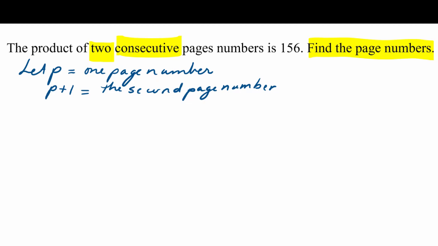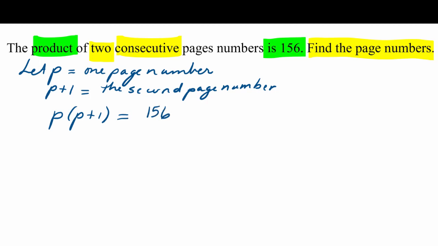And what do we know? We need an equation, and we know that the product is 156. So that means we're going to take our two page numbers, P, and multiply it times P plus 1, because that's our product, and we're going to set that equal to 156. Okay, so there's our equation. Now we have to solve for P, and that means that we need to get this equation in standard form. We need a 0 on one side, so definitely some distributing is going to happen first. So we get P squared plus P equals 156.